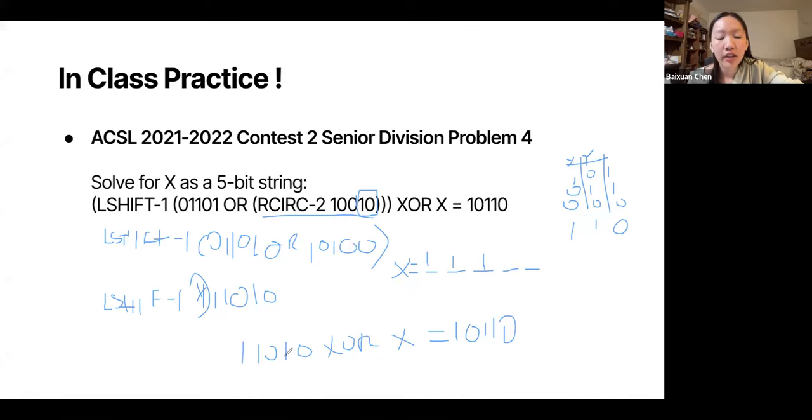The fourth, 1 exclusive OR something is equal to 1. So it'll be 0, right? Because it's exclusive, only one of the digits of each is 1. And the last one will also be 0, right? Because exclusive OR will return 0. So that means they have to be the same, basically. Yeah, so the answer is 1, 1, 1, 0, 0.